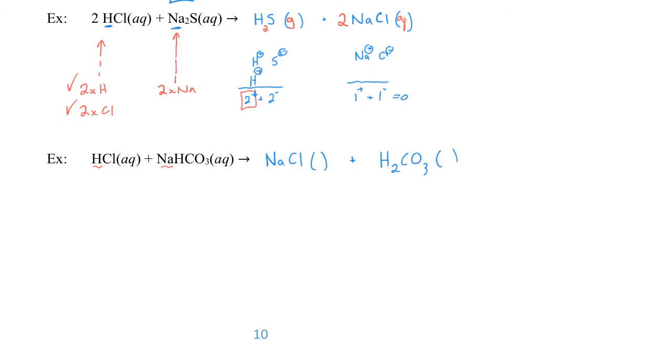And this is where the little trick comes in. This molecule, which is called carbonic acid, is an unstable compound. It actually decomposes pretty much the instant that it is formed. It's aqueous at first, but it decomposes into a gas.